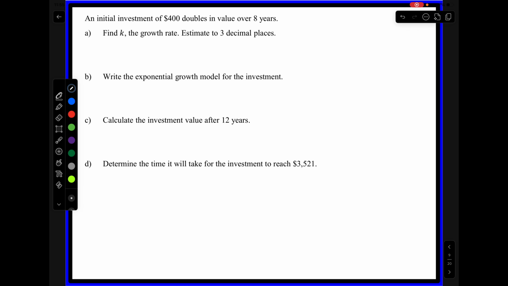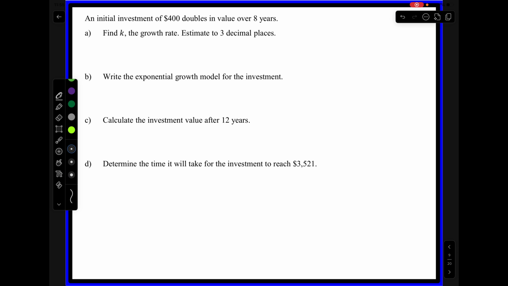So let me guide you on how to answer this question on your homework. We have here an initial investment of $400 that is going to double in value over 8 years. And the first part, part A, is to find the K value, the growth rate, and estimate that number to 3 decimal places. Well, the formula to figure out the value of K, our growth rate, is the following.